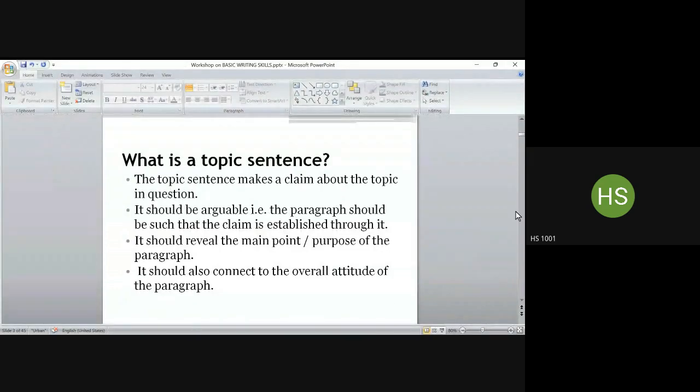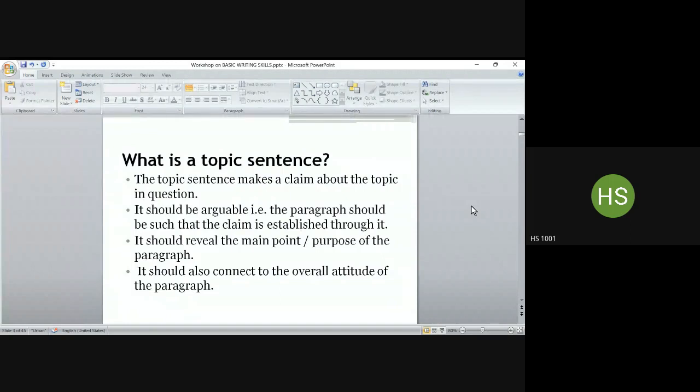All right. So now we're going to look at the first thing within the development and organization of the paragraph. The first and the foremost thing that you need to be knowing about is the topic sentence. This is essential. Every paragraph requires a topic sentence. You cannot have an effective paragraph without a topic sentence.